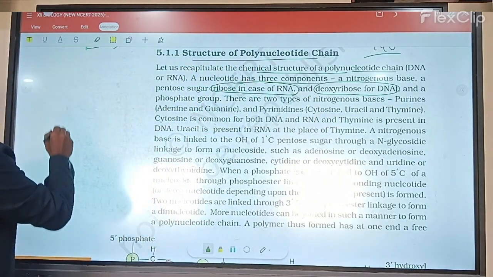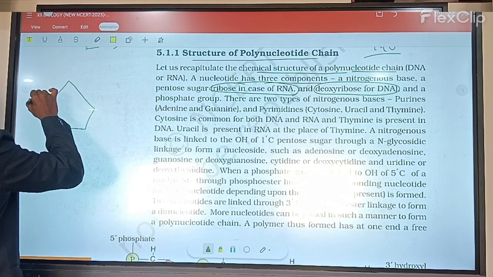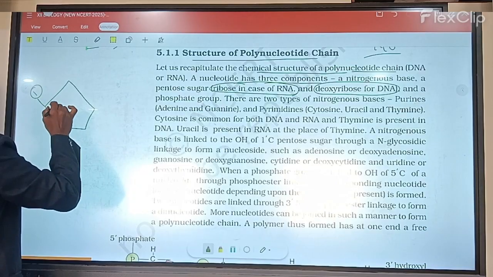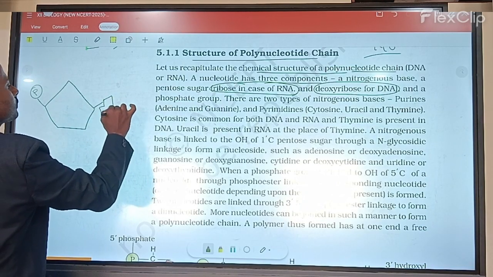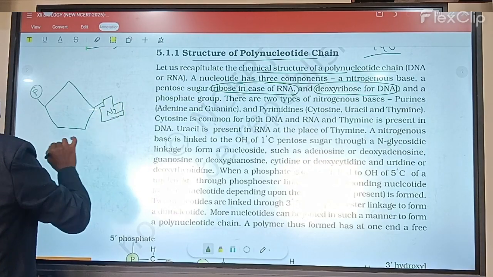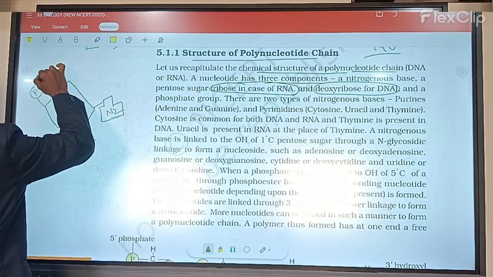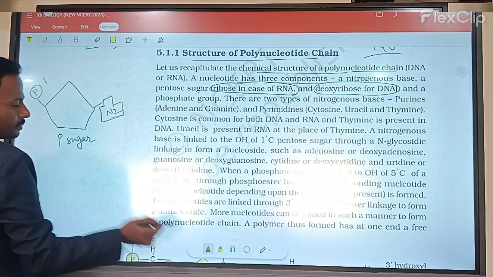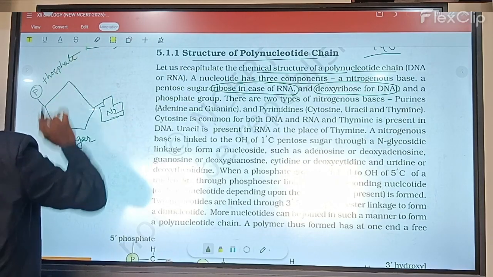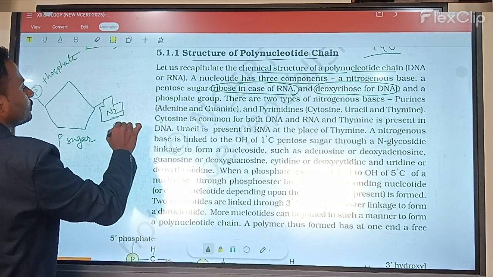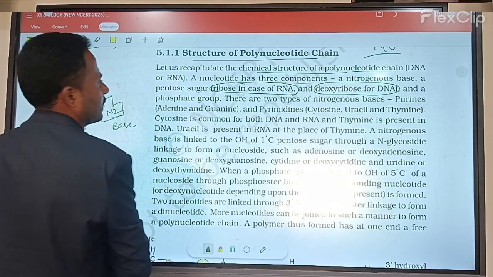Let us only discuss this one. Here I draw one nucleotide. This is one nucleotide. A pentose sugar is present, a phosphate group, and a nitrogen base is present.